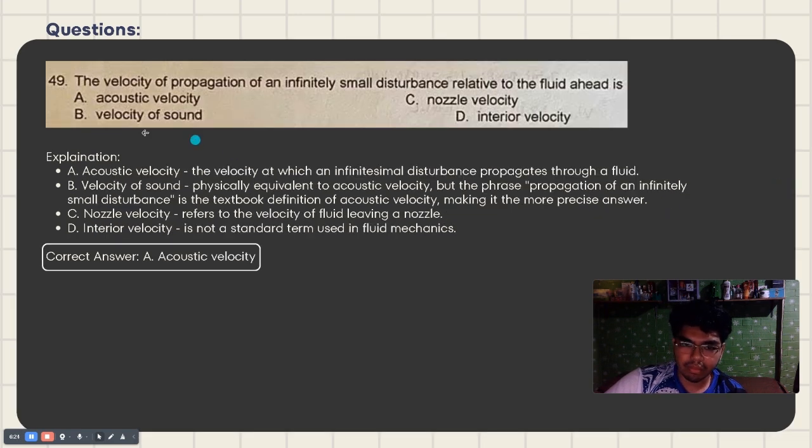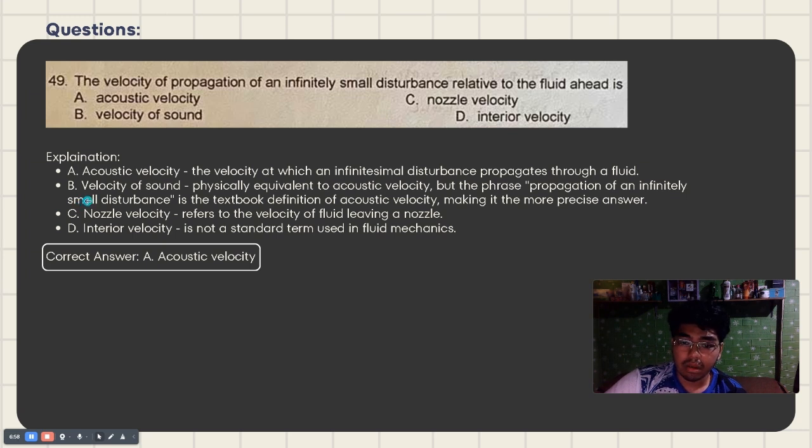Next, number 49. The velocity of propagation of an infinitely small disturbance relative to the fluid ahead is A. Acoustic velocity. B. Velocity of sound. C. Nozzle velocity. D. Interior velocity. For the explanation, letter A. Acoustic velocity. The velocity at which an infinitesimal disturbance propagates through a fluid.